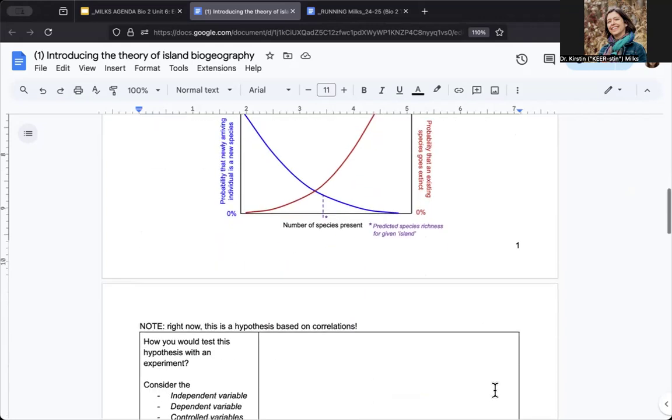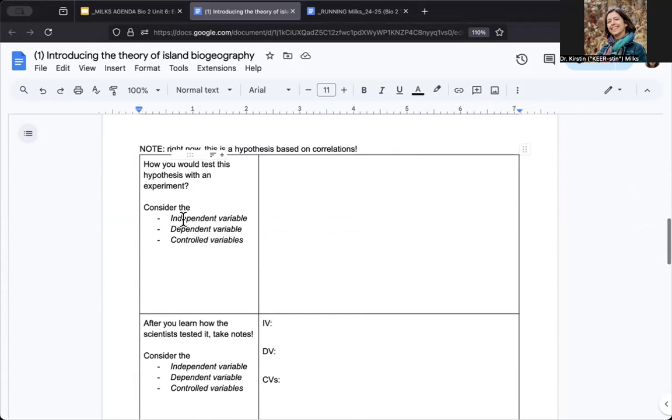There will be more species present. So how would they test it? What experiment would you have to run? If it makes you feel better as you're thinking about this, this experiment would not be done now. But what would you change? What would you measure? What would you have to keep the same?